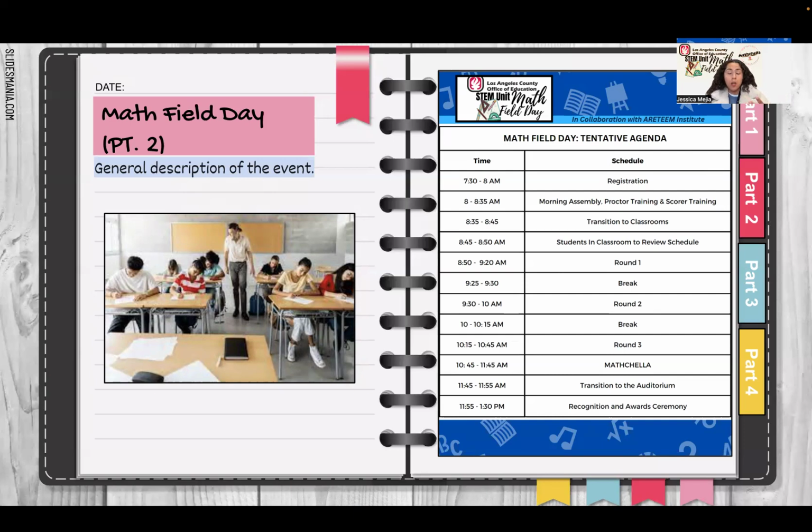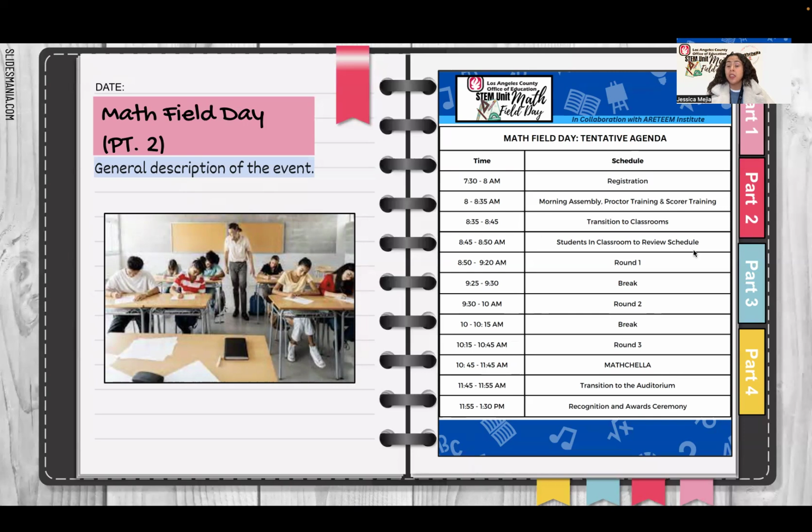However, you also have time here for break. If you bring food for your students, they can partake in that. Have a quick snack or lunch, whatever it is. But you will have an hour for that, or participate in the exhibitor tables and all that good stuff. Around 11:45, though, we do ask that we start to transition into the auditorium where we will have our recognition and award ceremony. And then the day should be over at around 1:30.